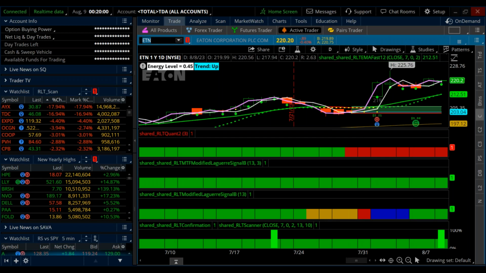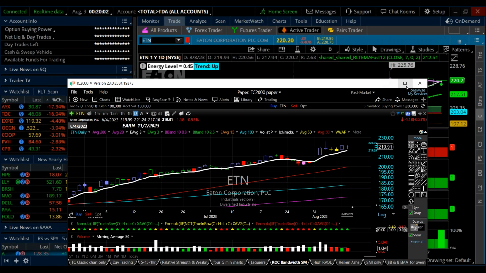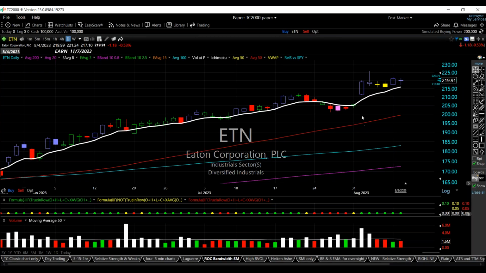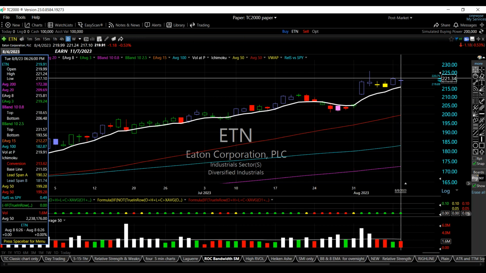chart. So I come over here and I look at the TC2000 chart for ETN. Now this setup right here is kind of a bull flag on the daily. You see how we gapped up here on big volume, and then we're kind of just chopping sideways. And notice the 8 is kind of moving up, the stock's kind of trying to follow it along. But this is a good setup right here.